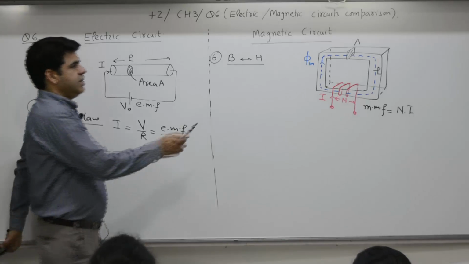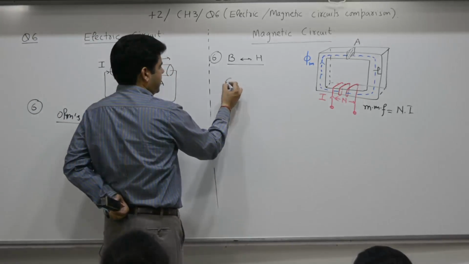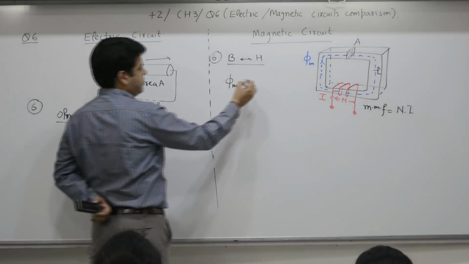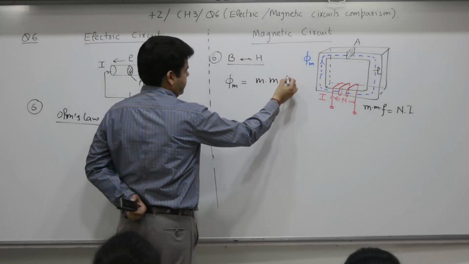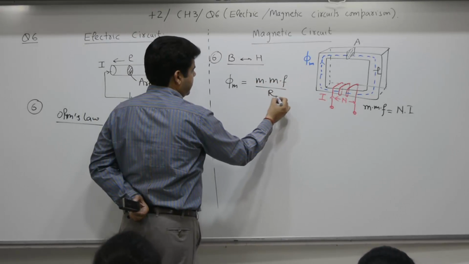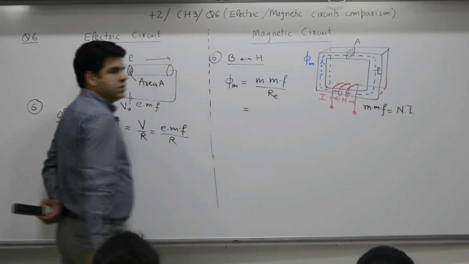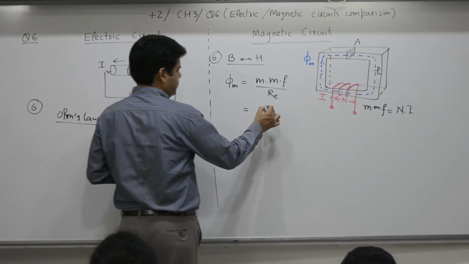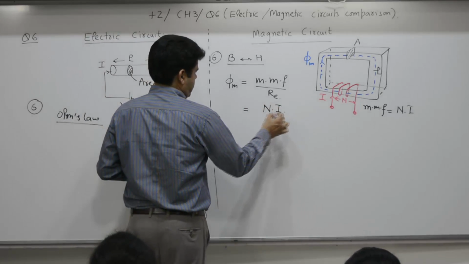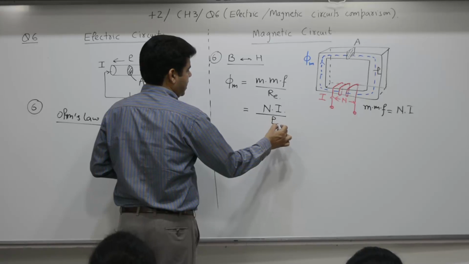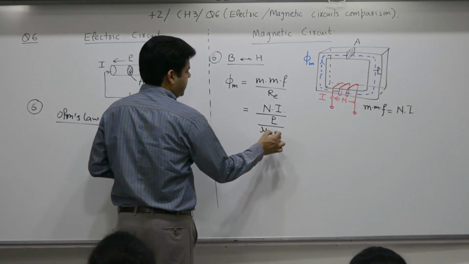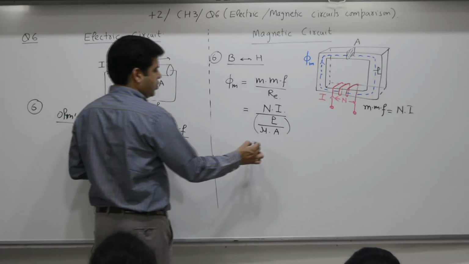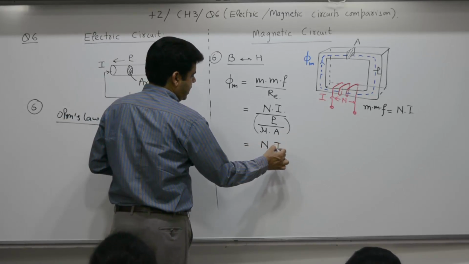Equivalent of I is magnetic flux. Equivalent of EMF is MMF, divided by reluctance. MMF is equal to what? NI. Reluctance is equal to what? L over permeability mu into A. So flux is equal to NI by L.